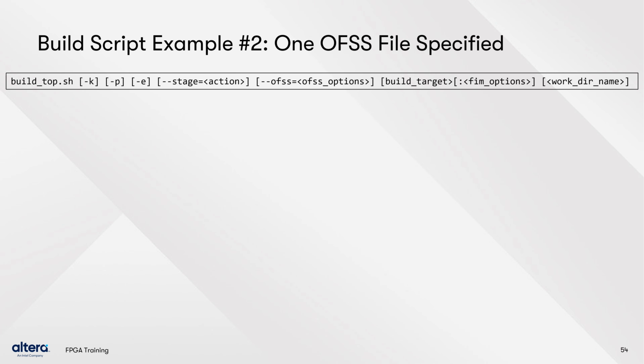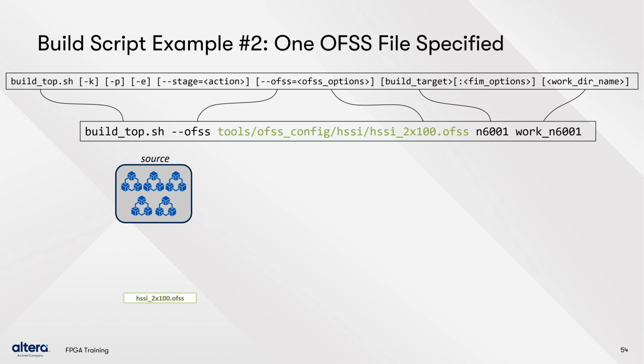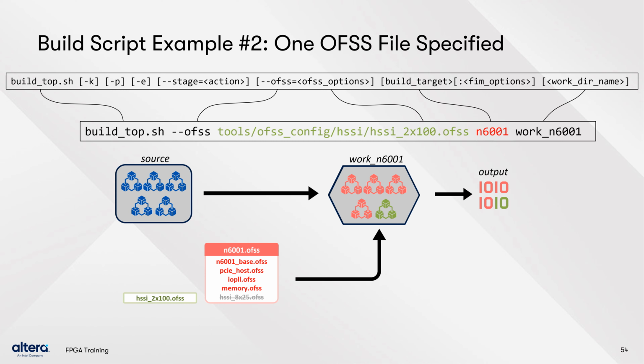In the second example, I will run the build script while specifying a single OFS settings file to change the Ethernet configuration to be 2 by 100 gigabits per second. In this scenario, the build script will use the HSSI OFSS file that I specify, then automatically get the default configuration for the remaining IP based on the build target. Notice that the HSSI settings file that I specify overrides the HSSI settings file defined in the default top-level N6001 OFSS file. When the build script is run, these settings will be implemented and compiled.